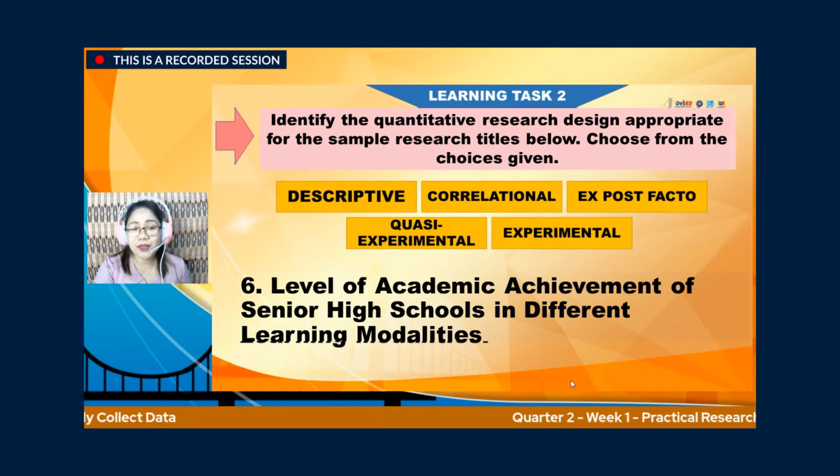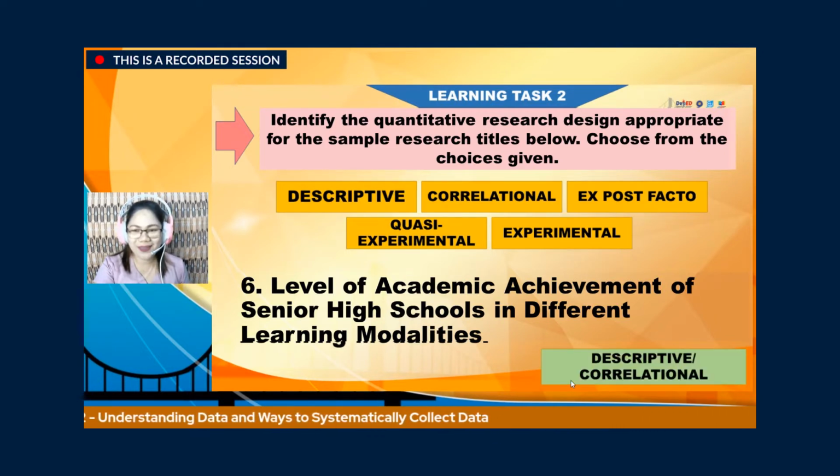Next, level of academic achievement of senior high schools in different learning modalities. Ano kaya ang appropriate research design dito? Okay, tignan natin ang inyong mga sagot kung tama. Descriptive or correlational. Either of the two will do. So, pwede rin correlational because you need to correlate yung level ng academic achievement doon sa different learning modalities. Or pwede rin namang descriptive because you just want to know the level of academic achievement. So, either of the two pwede.